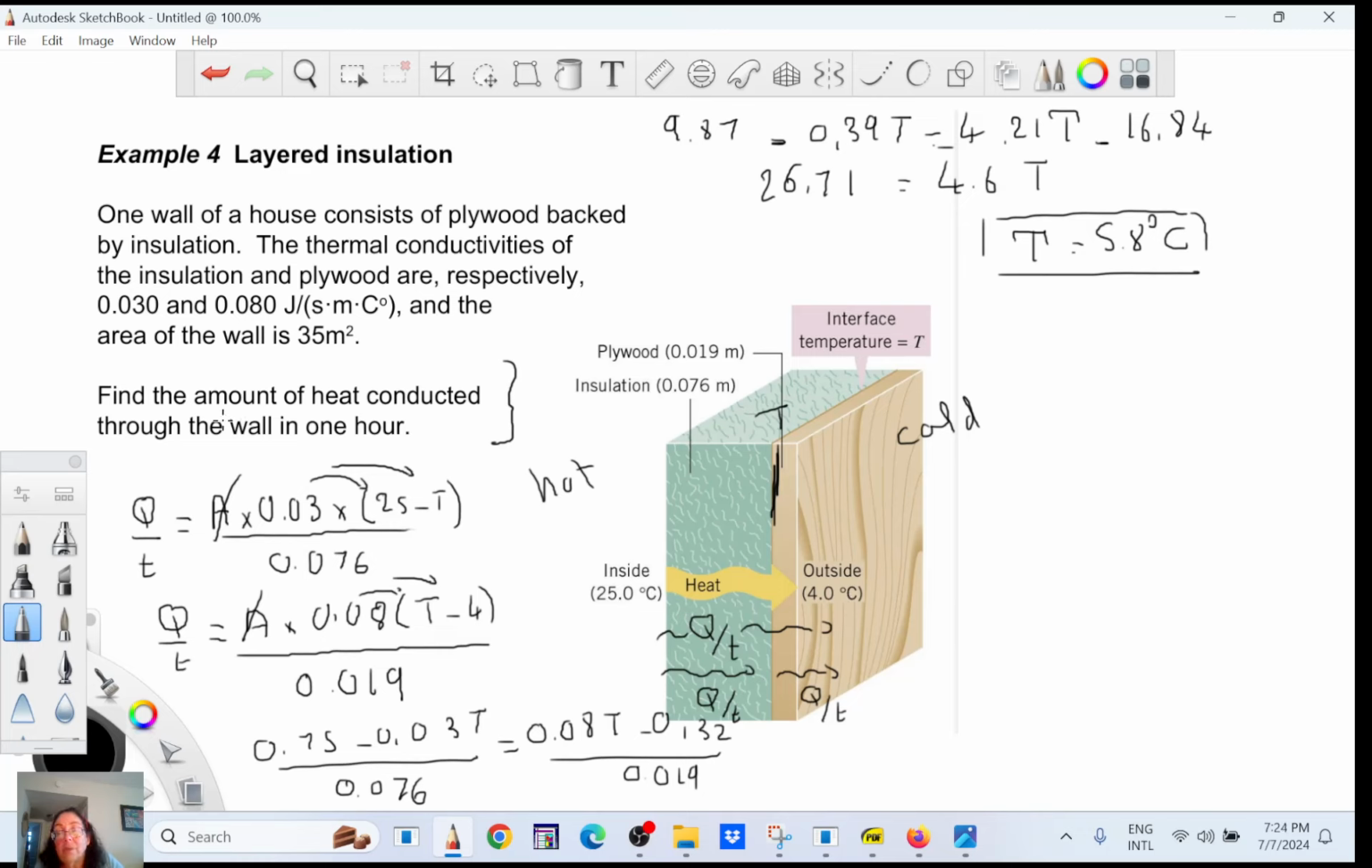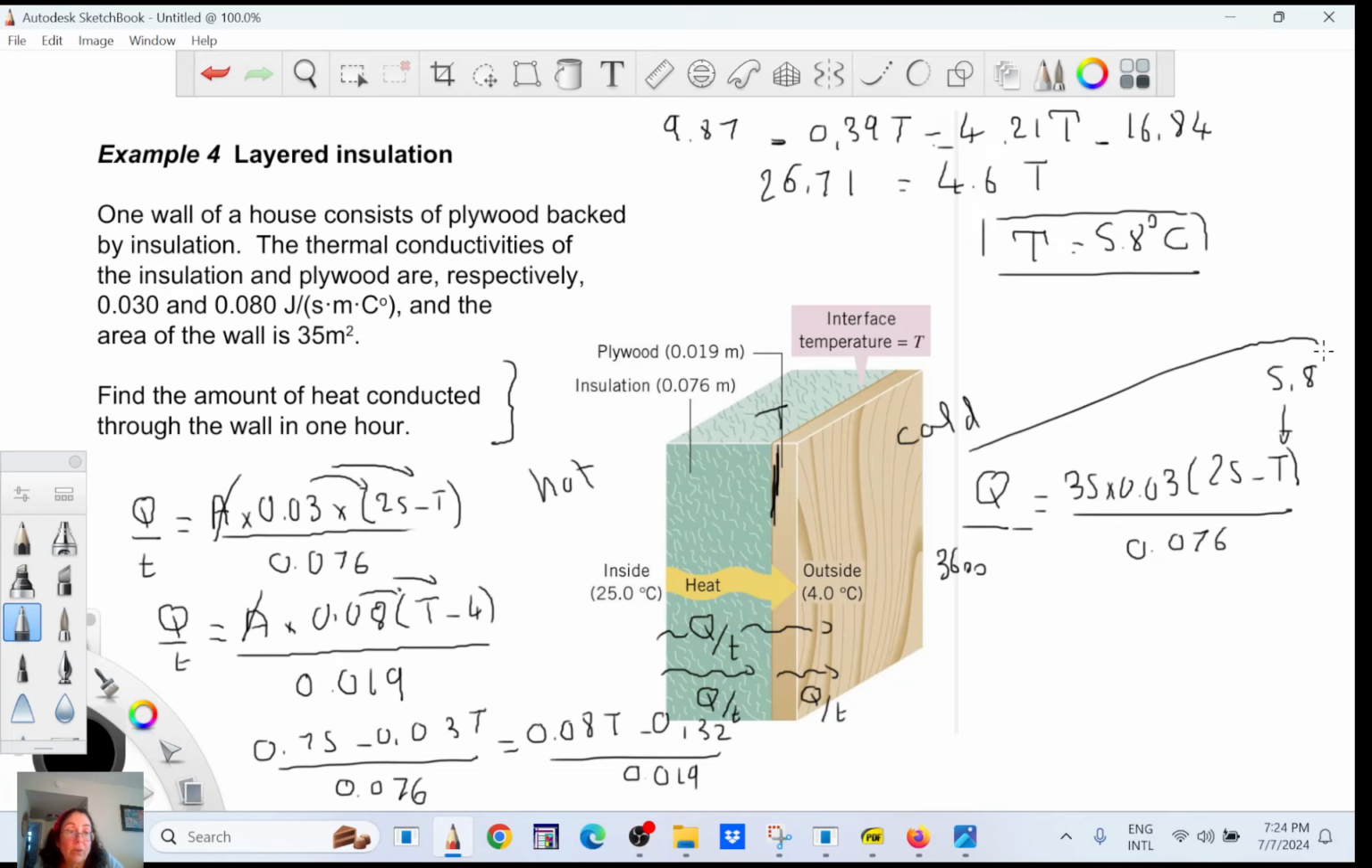Okay, but you are not done because they are looking for Q. So then you can go back to the first equation. Okay, so you say Q over the time, so 1 hour, so 3600, equals the area, which is 35, times 0.03 times 25 minus t, over 0.076, and t, we have already solved that, is 5.8. Okay, so you can solve for Q.